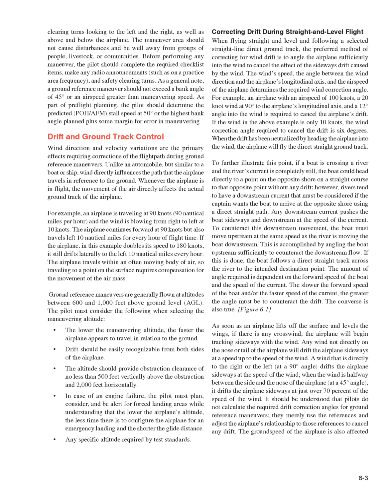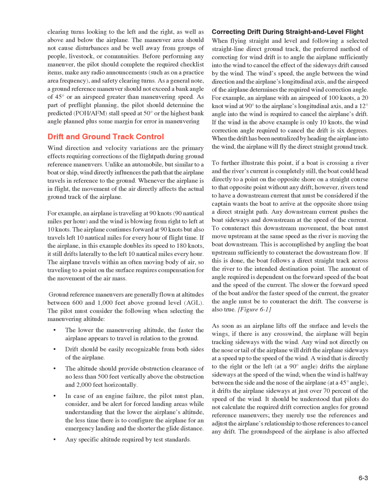As a general note, a ground reference maneuver should not exceed a bank angle of 45 degrees or an airspeed greater than maneuvering speed. As part of pre-flight planning, the pilot should determine the predicted POH/AFM stall speed at 50 degrees or the highest bank angle planned, plus some margin for error in maneuvering.